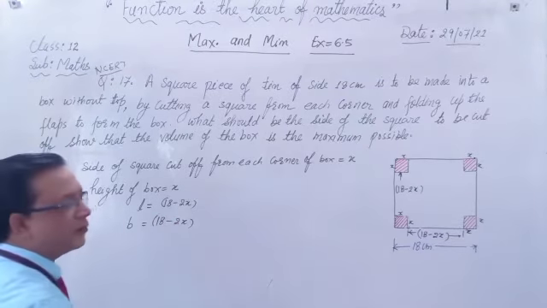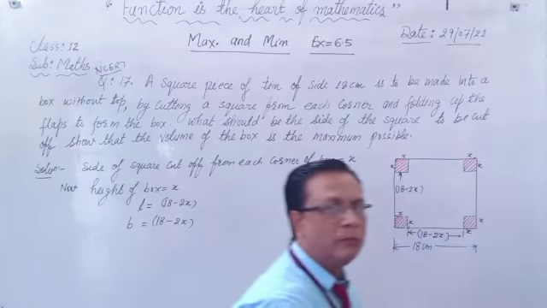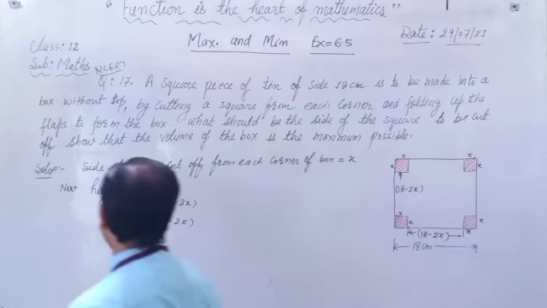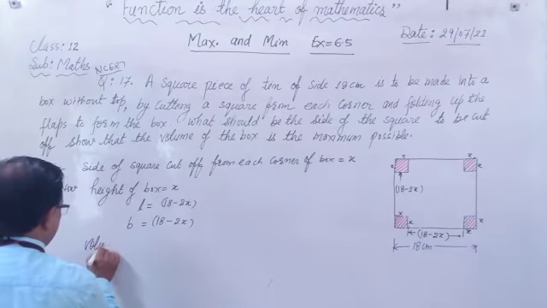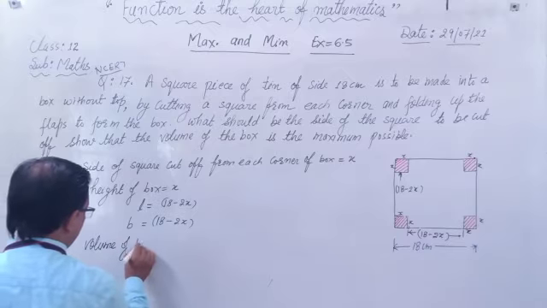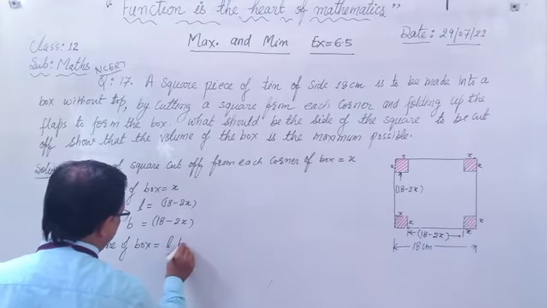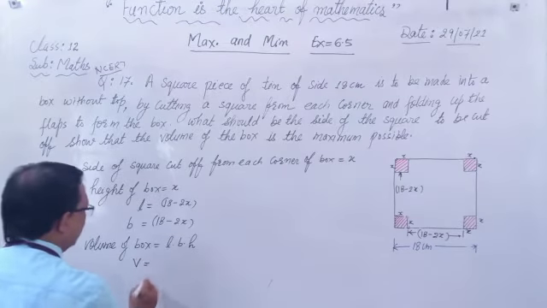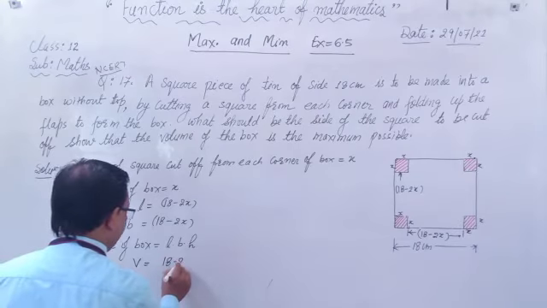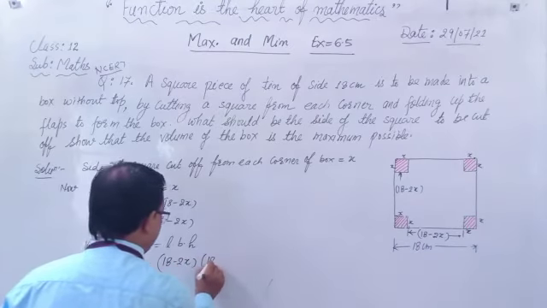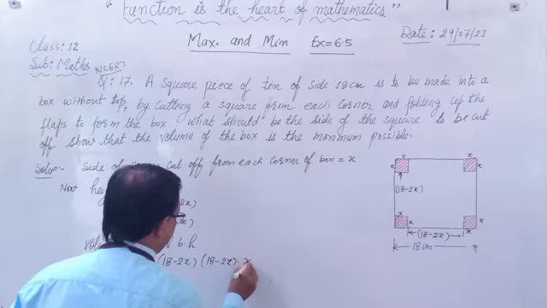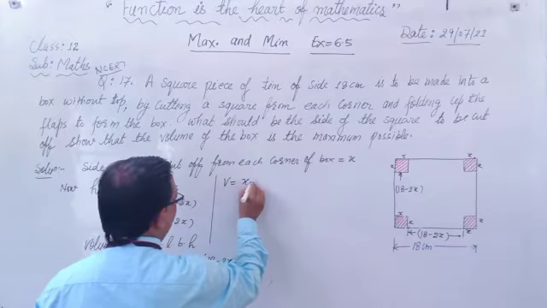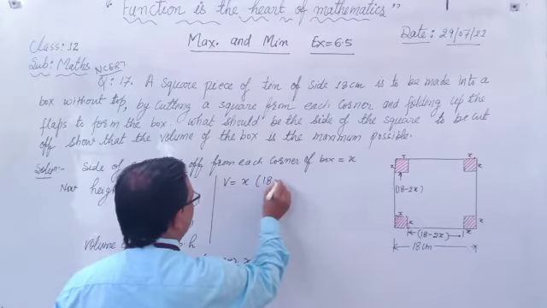Now the box is in cuboid form, so we apply the formula of cuboid. So volume of the box is equal to length into breadth into height. Now we substitute the value. So V is equal to, the length is 18 minus 2x, this is also 18 minus 2x, and height is x. Now this is your x into (18 minus 2x) whole square.